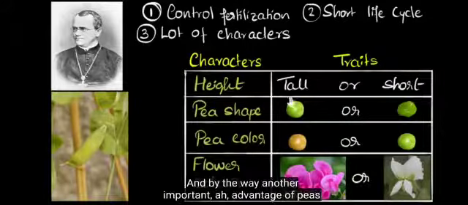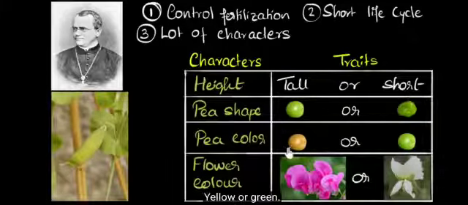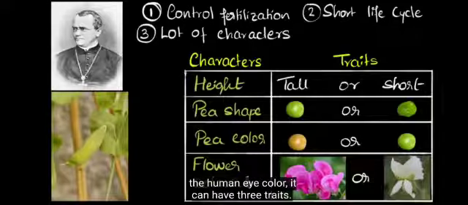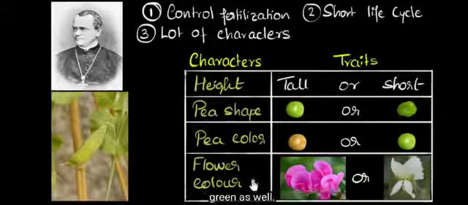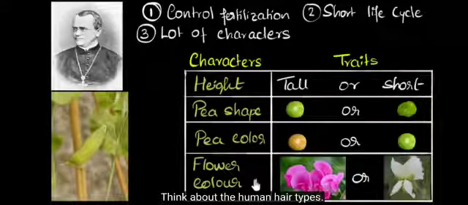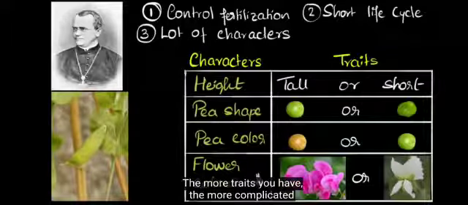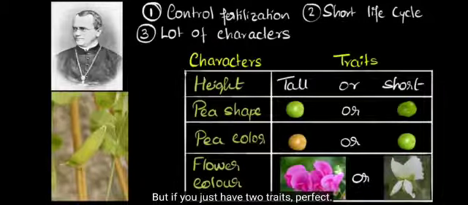And by the way, another important advantage of peas you can see is that all these characters have just two traits, two contrasting traits. They're tall or short, yellow or green, purple or white, only two traits. But if you were to take, for example, the human eye color, it can have three traits. You can have brown or blue, or you can have green as well. Think about the human hair color. Think about the human hair type. So many different traits. The more traits you have, the more complicated our experiments become, the more difficult it becomes to keep track of them. But if you just have two traits, perfect.